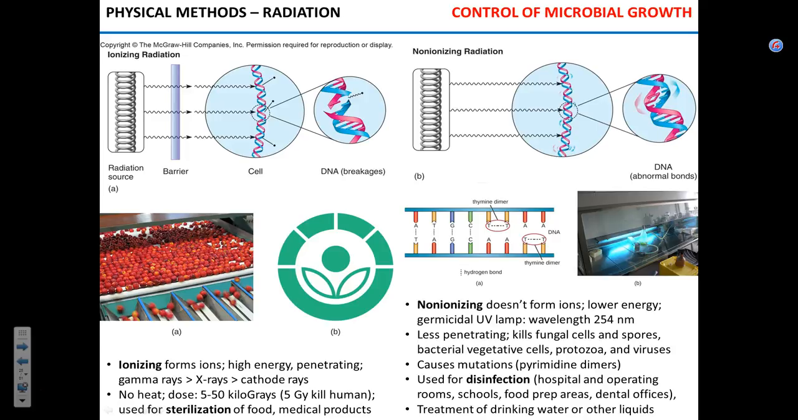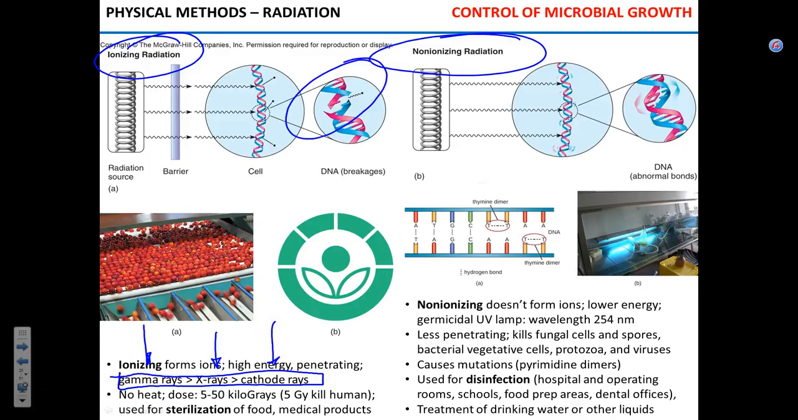Radiation, two types, ionizing and non-ionizing. Ionizing radiation is highly penetrating. Gamma rays are the most penetrating, then X-rays, and then cathode rays. Nobody really uses cathode rays and X-rays in food treatment. It's all about gamma rays because they guarantee the sterilization. They break DNA strands. They cause double-strand breaks. And even if it's an endospore, it cannot germinate anymore because DNA is damaged. Right?